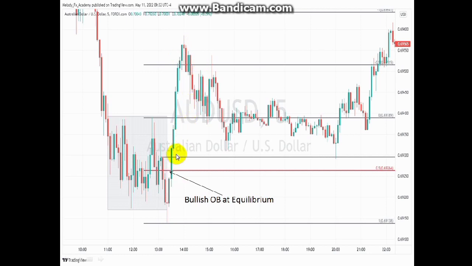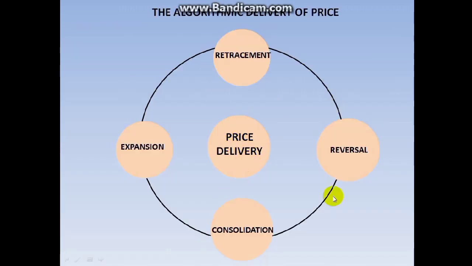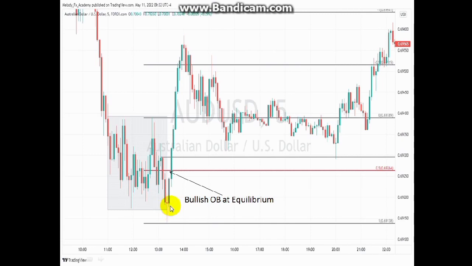So now I want you to picture this diagram right here in this simple price action data. Now what do we say is the first stage of every price delivery algorithm? What do we say always starts every trading day? Consolidation. So now we have our consolidation. Now what is the next phase for us to anticipate? Expansion. So now this is our expansion.